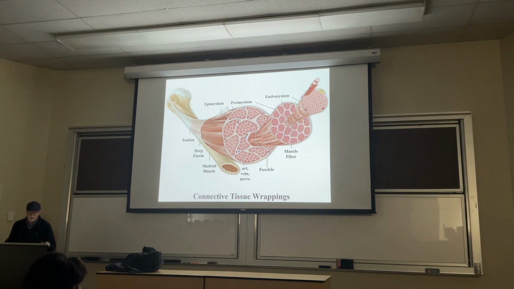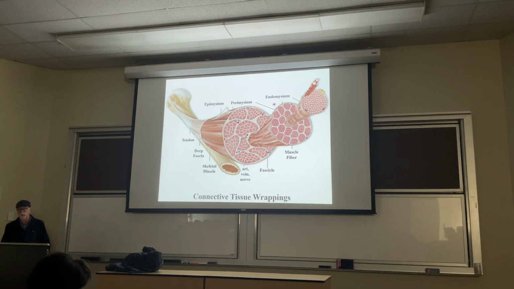So if we're looking at the entire muscle, connective tissue around it is called epimysium. If we're looking at these bundles of fibers called fascicles, then the connective tissue around them is called the perimysium. And around each individual muscle fiber, it's called the endomysium. So we'll be looking at that as well. And of course, muscles have lots of blood vessels associated, and they run through the connective tissue. It's the same with nerves.